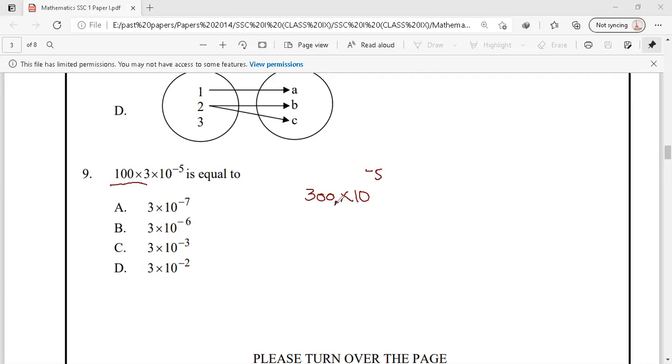scientific notation, this decimal will shift to after 3. So it will become 3 into 10 raised to the power minus 5, and decimal is shifted two digits towards left, so we will add plus 2 in the power of 10. So this would become 3 multiplied by 10 raised to the power minus 3. So the correct answer we have is option C, 3 times 10 raised to the power minus 3.